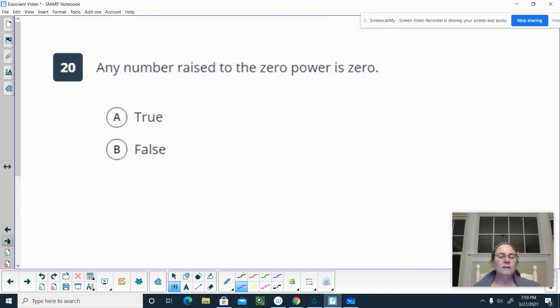And last question. Any number raised to the 0 power is 0. That is false. It is not 0. It is 1. And I addressed that a little bit earlier with the problem when it said 8 to the 0 power.